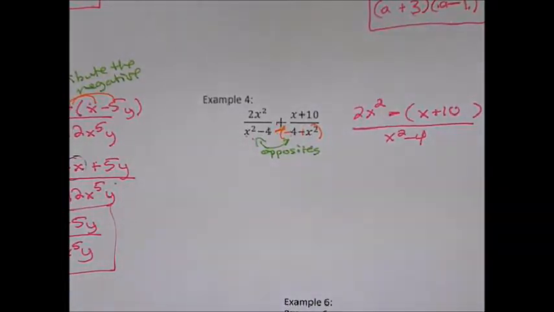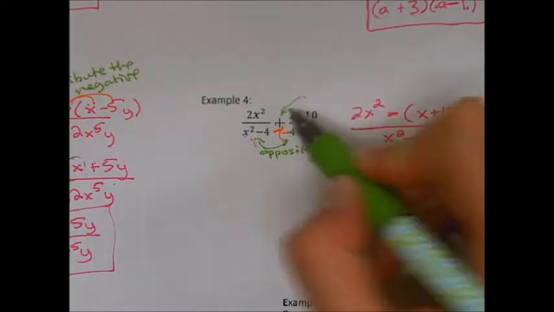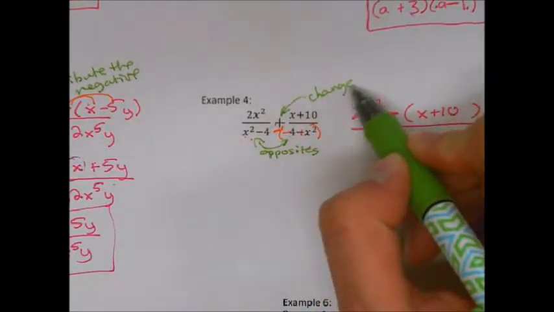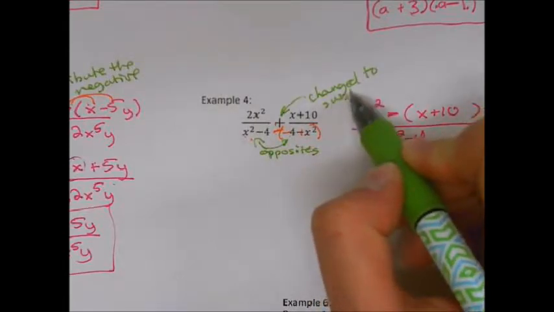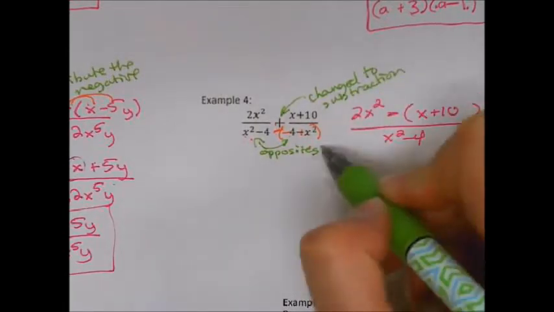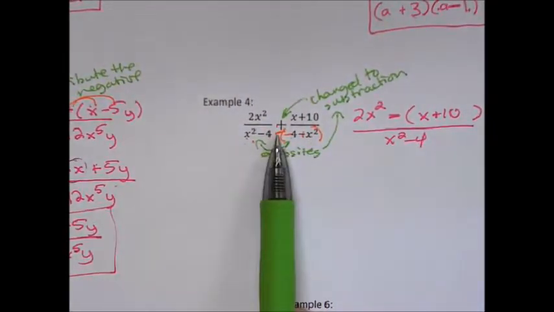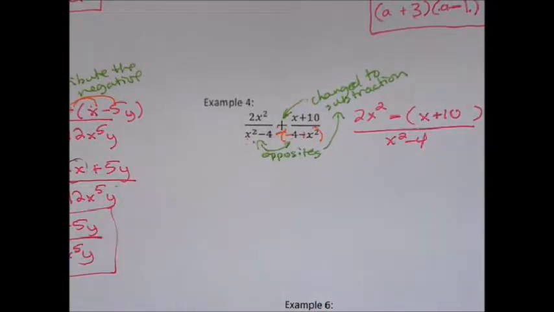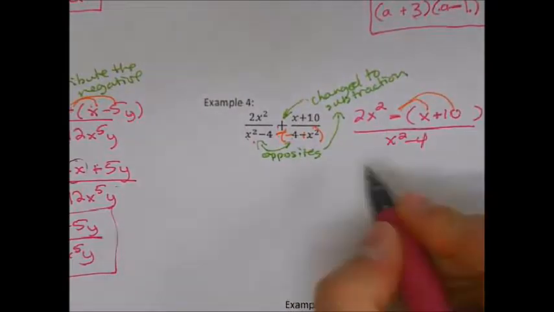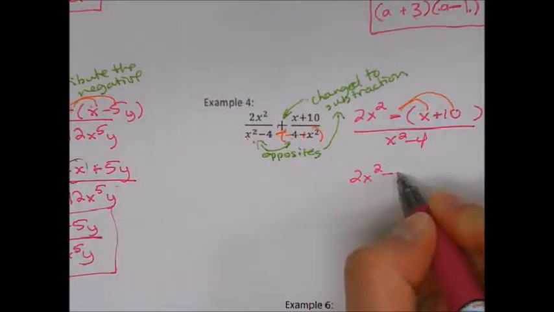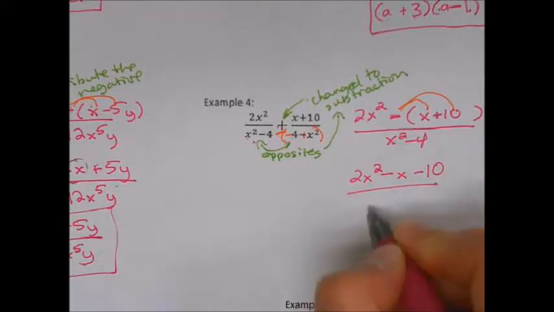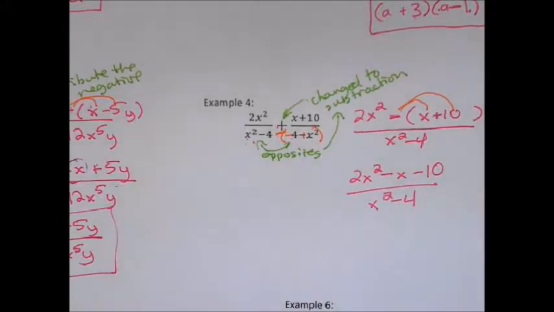So a few notes on that. Since they're opposite, we change to a subtraction problem. We notice they're opposites, factored out the negative, so this plus became a minus. Now we can do what we did on the other one. We're going to distribute the negative. I get 2x squared minus x minus 10 over x squared minus 4.